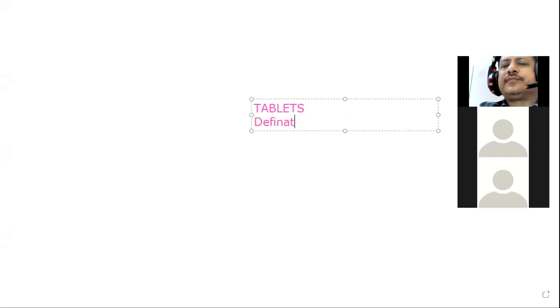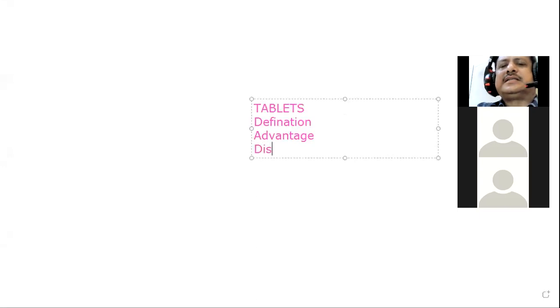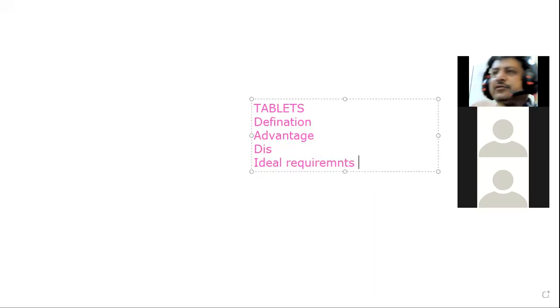We are going to see the definition of tablet, then later on what are the advantages of tablets, and then what are the disadvantages of the tablet dosage form, and what are the ideal requirements for the tablet dosage form. So all these things we are going to try to cover in today's lecture.